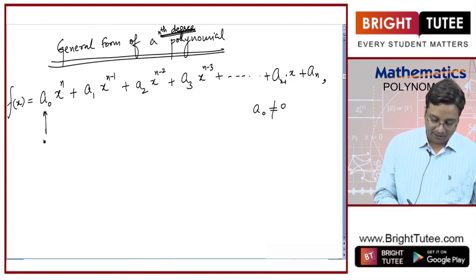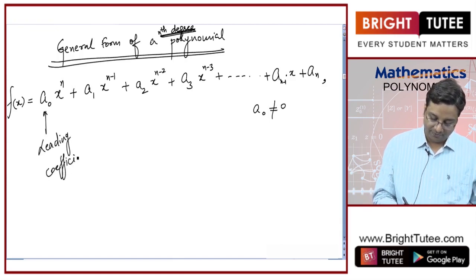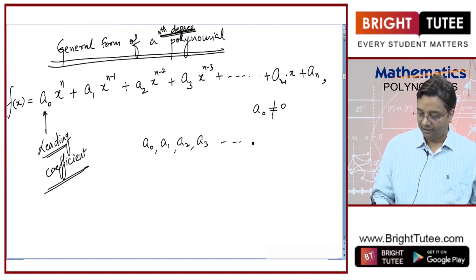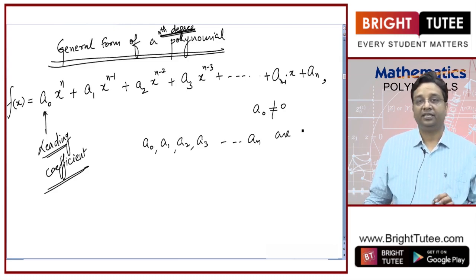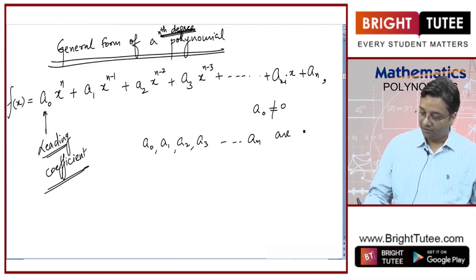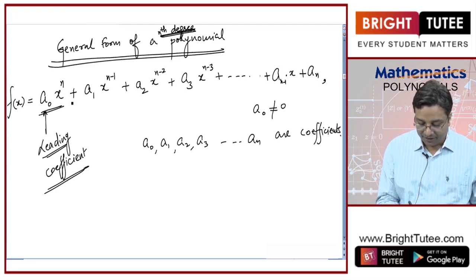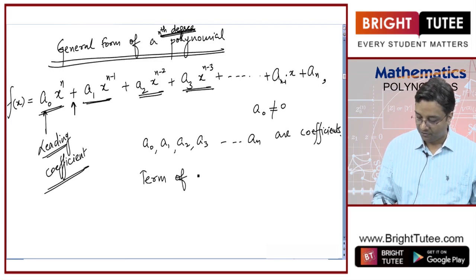So now it is an nth degree polynomial. This a naught is known as the leading coefficient. A naught, a1, a2, a3, an, these are real numbers, okay? We are dealing with real coefficients here. So these are known as coefficients, okay? And every expression separated by a plus sign here is known as a term of a polynomial.